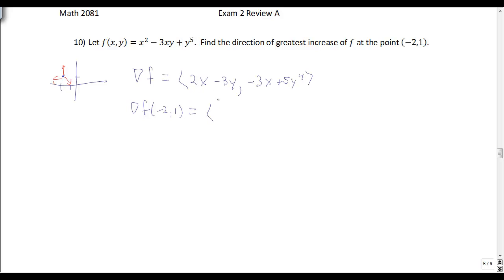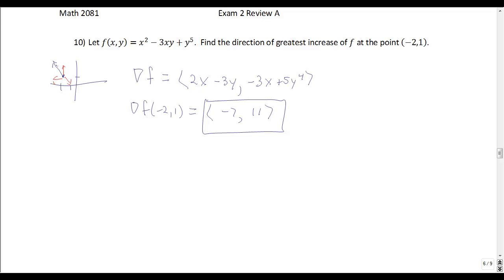And what you get is negative 4 minus 3, that's negative 7. And this is going to be, let's see, negative 3 times negative 2 is 6, plus 5 times 1, that's going to give me an 11. So in some sense, the direction I had is negative 7, 11. So it's going to be more or less like that kind of a direction. There should be the direction of greatest increase. Now, that's really all you need to know.